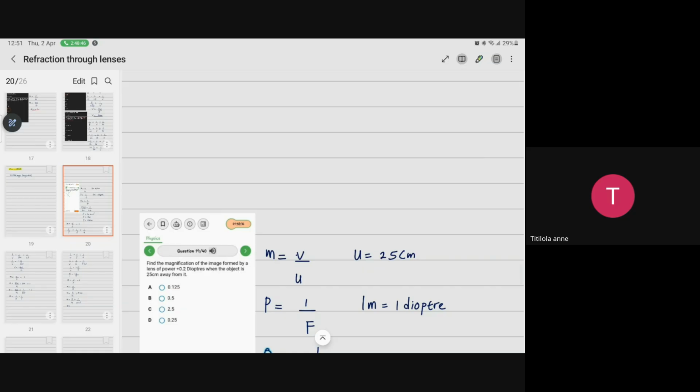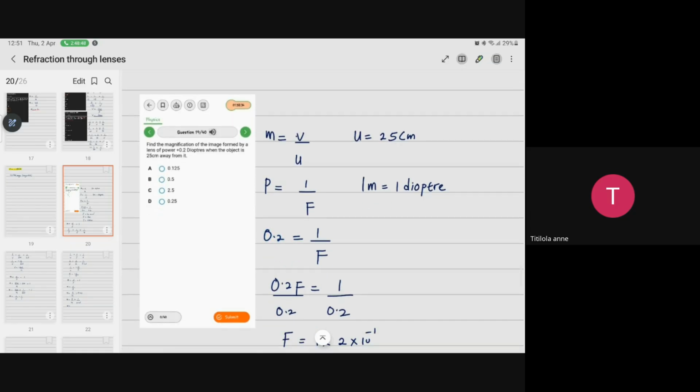Am I making a mistake here? P is equal to 1 over F. The dipole is 0.2. This is F, right? Yeah, we are correct now. We are actually.